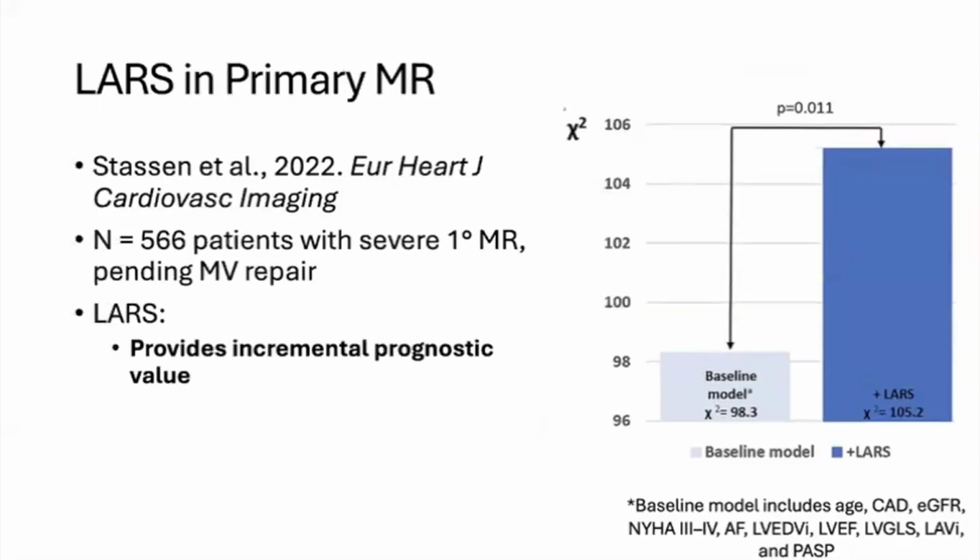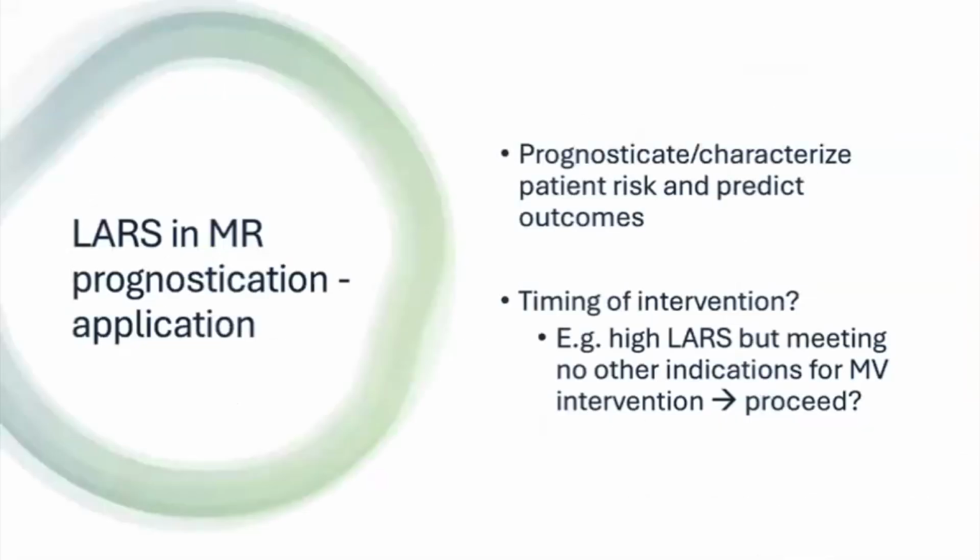So I think this opens up some exciting potential here, probably with some future research, for the role of left atrial reservoir strain in prognosticating patients with MR, and maybe even helping guide timing or indications for intervention. I think questions that maybe we could answer with this technology with a little bit more data could be, should we be intervening on patients whose left atrial reservoir strain is starting to become abnormal, even if they don't, by other criteria, meet any indications for an intervention on their mitral valve?